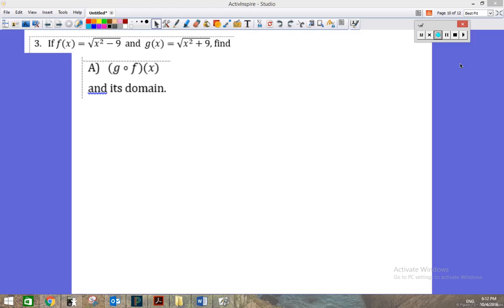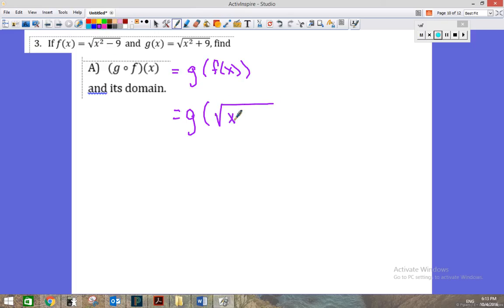Let's take a look at problem 3. We need to find two things: the expression for g composed with f of x, and then to find its domain. So the expression, well, we're going to take f and plug it into g. f is this radical, this square root of x squared minus 9.